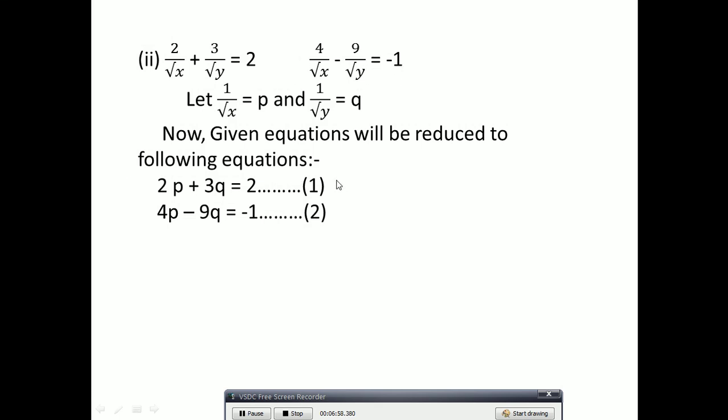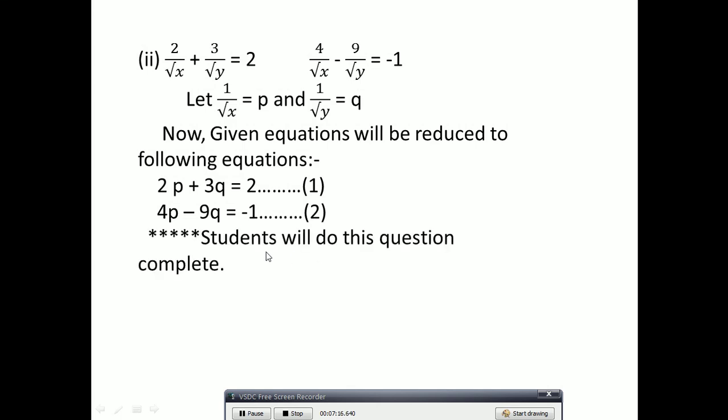Now students, these two equations are now linear equations, pair of linear equations, and I hope you can solve them by elimination method or substitution method, any method you can use. So I am leaving this question on you. You will use an elimination method to find the values of p and q. After finding the values of p, put p equal to 1 by root x and put q equal to 1 by root y. And you have to find the values of x and y. Similarly, because we have done the first part of question number first, the similar thing will happen.